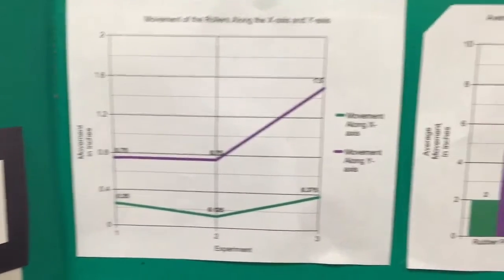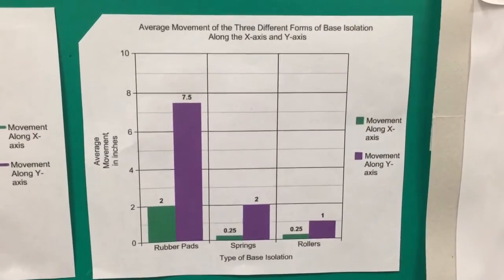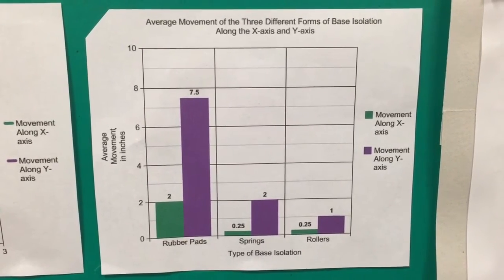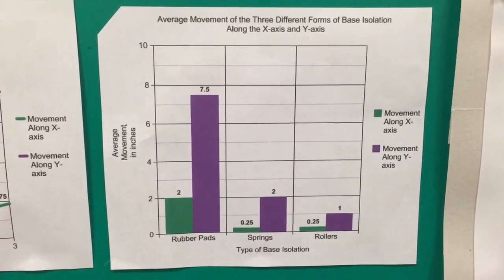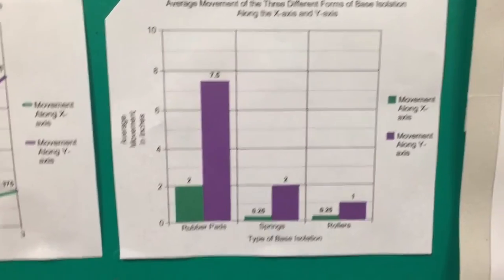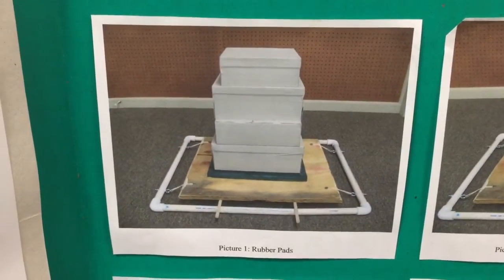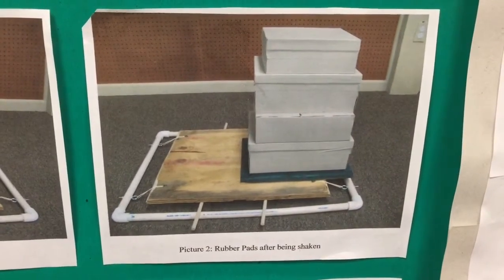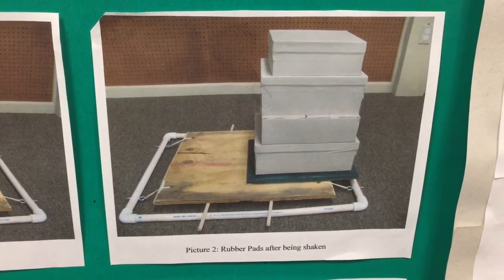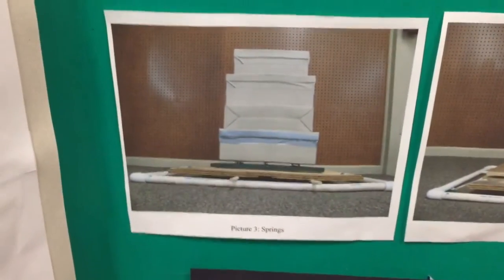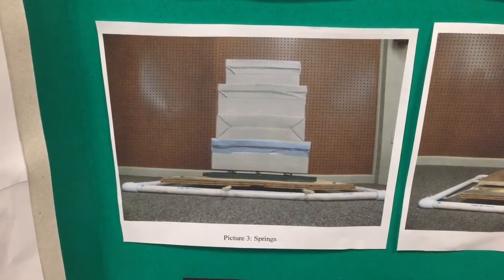Now finally, the averages bar graph is basically to visualize the averages table and show you visually how big of a difference there was between the three different forms of base isolation. And as for my pictures, the first picture shows the rubber pad base before it was shaken. The second picture shows the rubber pads after being shaken, and you can see how much movement existed with that first trial. The third picture shows the spring base before it was shaken, and the fourth picture shows the roller base.